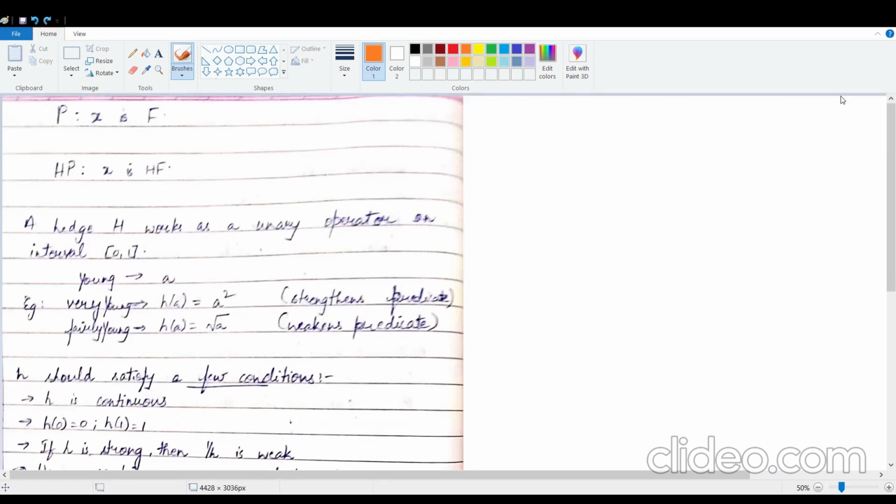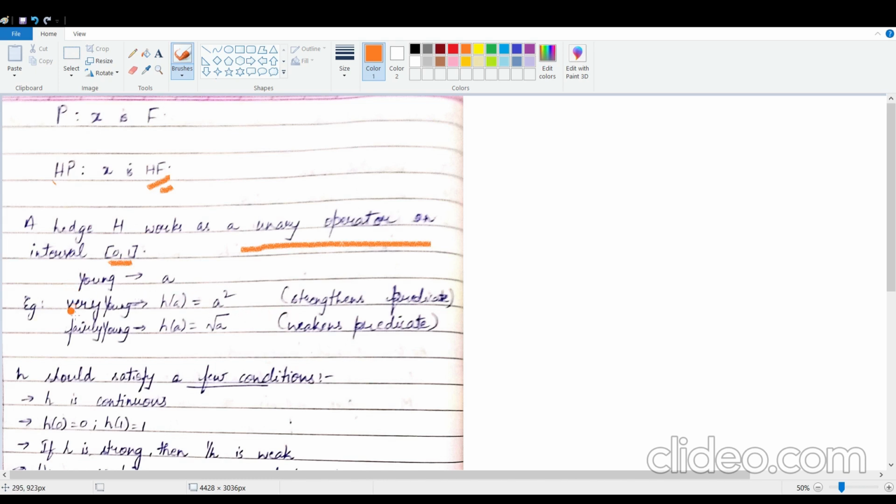If you have a proposition x is F defined by P, and then you need to find the truth value of another proposition hP, all you need to do is apply this hedge to your fuzzy predicate. So F is your fuzzy predicate, and you only need to apply this hedge to your predicate. Now there are a few properties associated with these hedges. It works as a unary operator over the interval [0, 1]. So there is just a single operator.